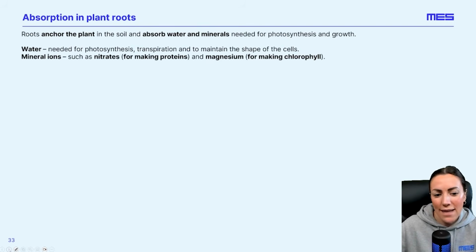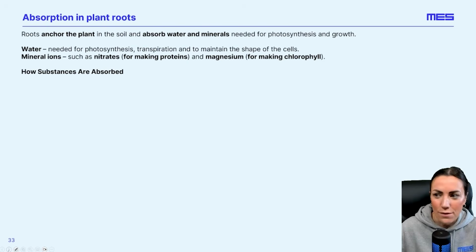Mineral ions, which plants get from the soil, also very important. They need nitrate ions to make amino acids and proteins, for example. They need magnesium as another example of an ion. They need magnesium to make chlorophyll. They also need phosphate ions and potassium ions. But there's just a couple of important examples for you there.